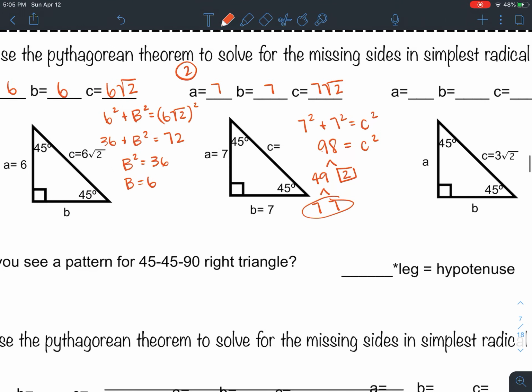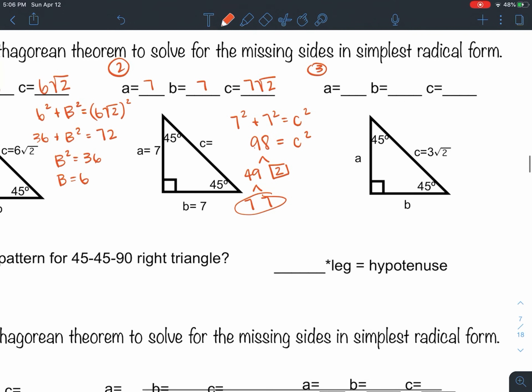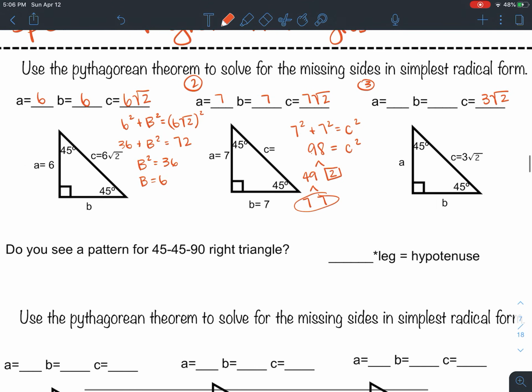Now, without doing anything on example number 3, if we are given that our c is 3 square root 2, if we look back at our pattern, what you'll notice is that not only are these right triangles, but they are also isosceles with that 45 and 45. And if my hypotenuse has a length that has that root 2 attached to it, then A and B are whatever that coefficient is to that root 2. So this would be 3 and 3 and 3 root 2.